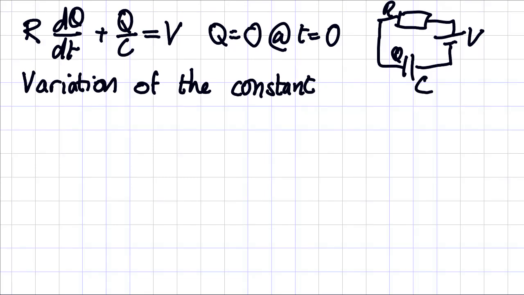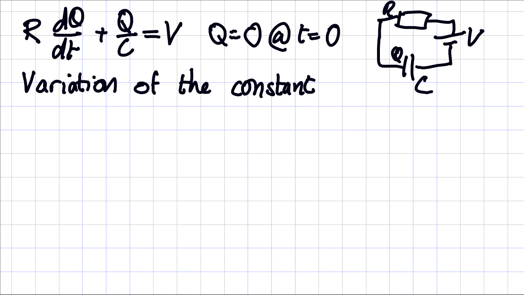We want to solve the inhomogeneous equation R dQ/dt plus Q over C equals V, with the initial condition Q equals 0 at t equals 0. This is an equation describing an RC circuit of the type you can see drawn, and to solve this we're going to use the method of variation of the constant.